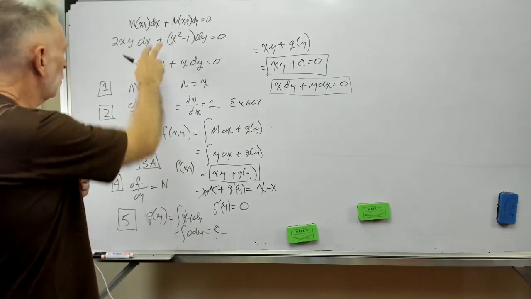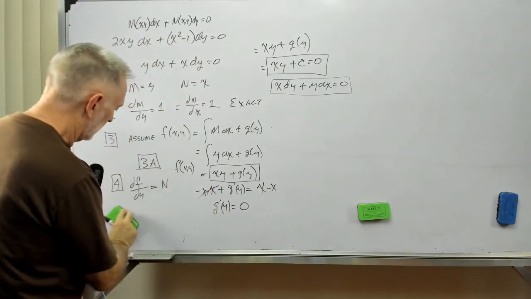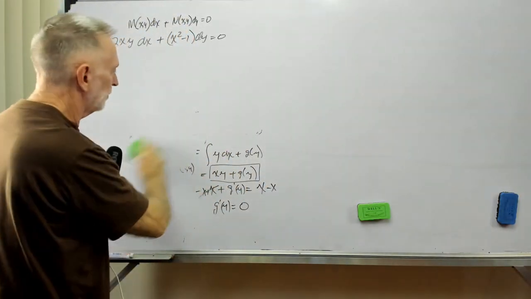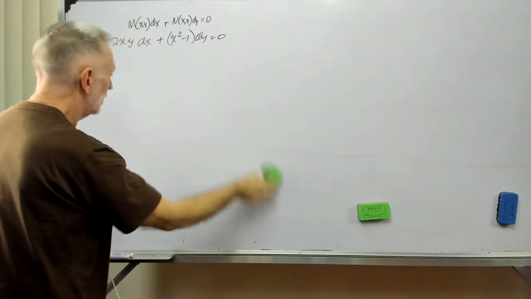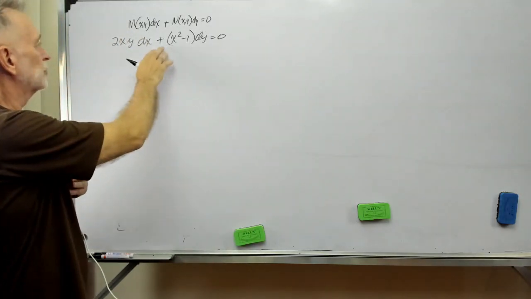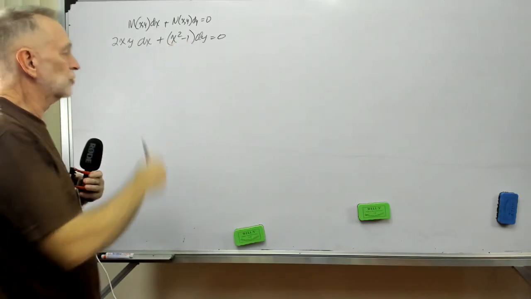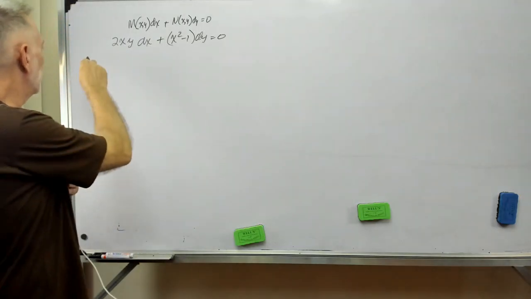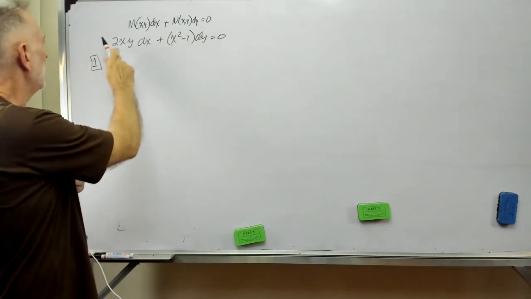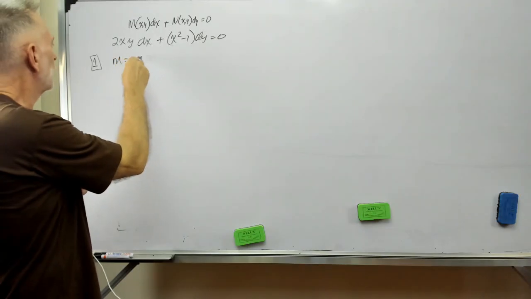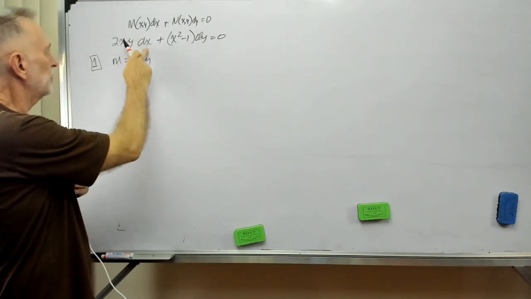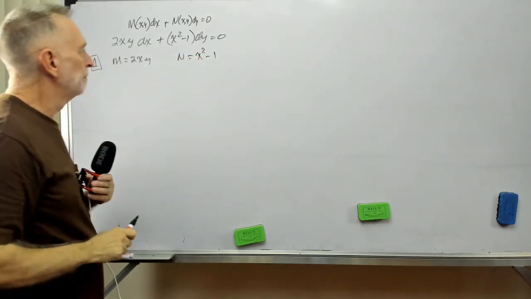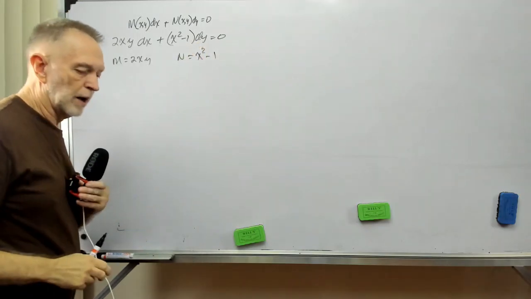Okay, now let's work this other problem. Let's step up our game here just a moment and see if we can work this guy. All right, I have 2xy dx plus x times the quantity x squared minus 1 dy equals 0. What to do? Step 1, what is M and N? M equals 2xy, the term associated with dx. N equals x squared minus 1, the term associated with dy.